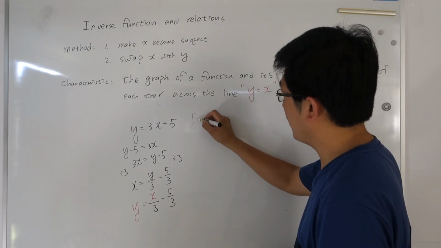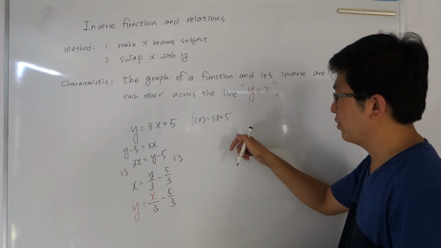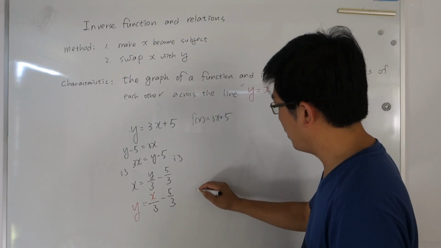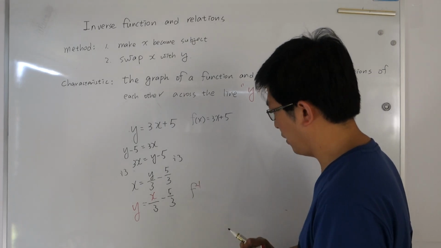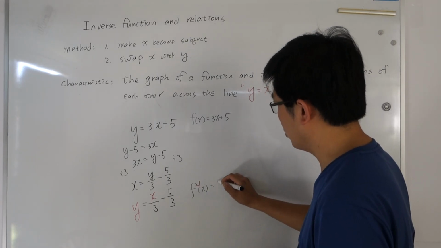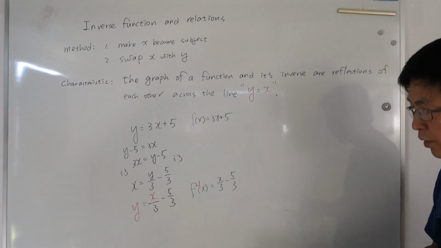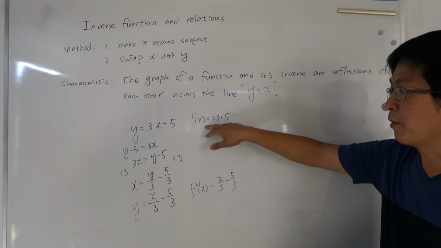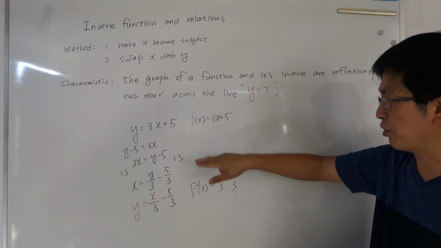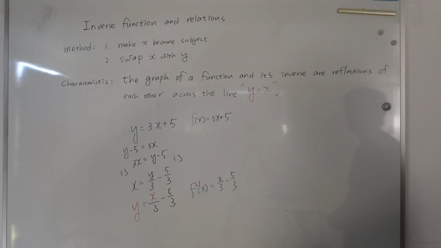If you write this one as f of x equal to 3x plus 5, you use this form, so we can denote the inverse function as f inverse of x equal to x over 3 minus 5 over 3. Okay? So you can say this function is the inverse function of the original function, and at the same time, the original will be the inverse function of this one also. Alright? That's how to convert and how to find the inverse function.